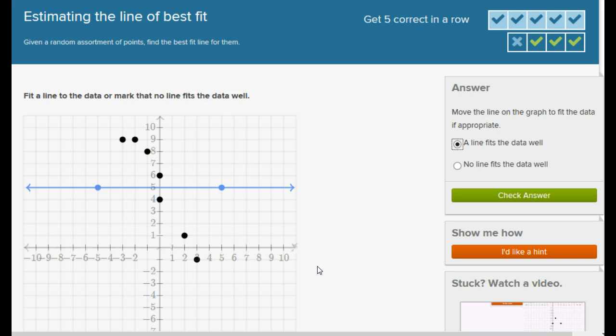Also, while I'm doing this, let me just point out a couple things about Khan Academy. If you look up here, I've got 3 questions right in a row. I need to get 5 right in a row to be successful. If I was having trouble, I'd be able to look at hints. And if I was really stuck down here, there's videos for me to watch. So you have some help if you need it. But I think I'm okay with this one.